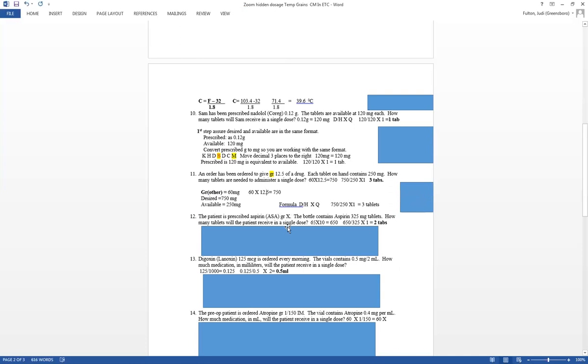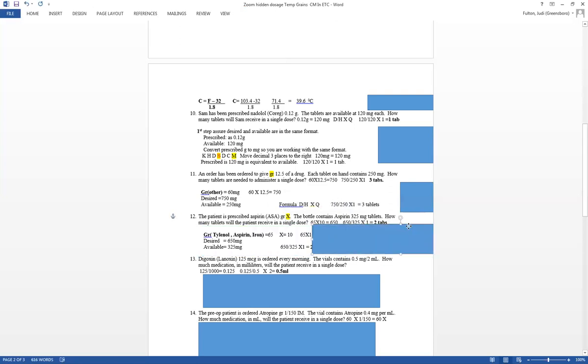65. So we're going to work with that in a minute. Times X. That big X means 10. This big X right here means 10. It's your Roman numeral in this situation. The bottle contains aspirin, 325 milligrams. So we're going to convert our aspirin to milligrams. How many tablets will you give?